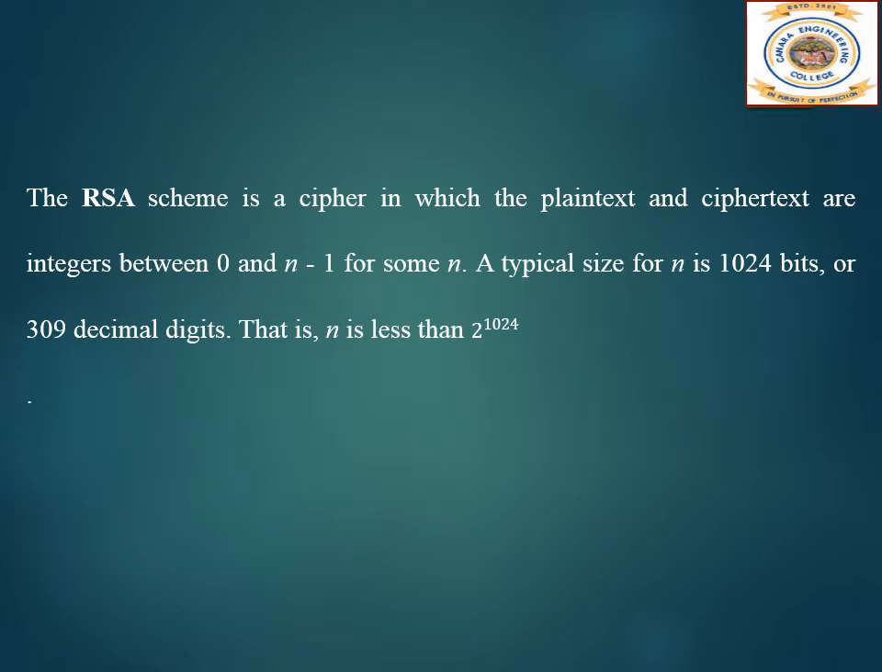The RSA scheme is a cipher in which the plain text and ciphertext are integers between 0 and n-1 for some n. A typical size for n is 1024 bits or 309 decimal digits. That is, n is less than 2 to the power 1024.